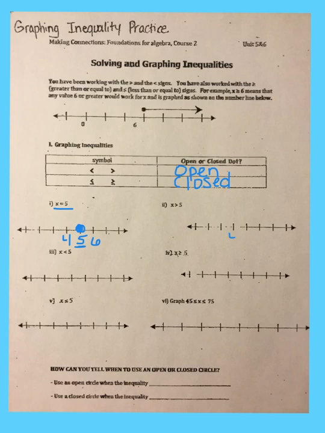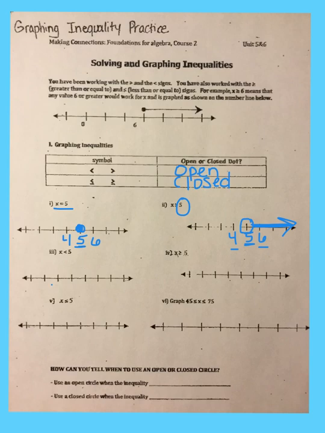So again, I put 3 numbers. My number that I am graphing goes in the middle, which is the 5. And now x is greater than 5, so I have a number below, a number above. 6 is greater than 5, so this is going to be an open dot, and I graph in the direction of the 6.